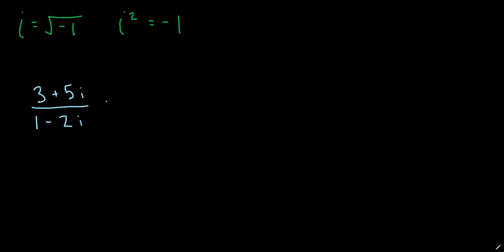Well, it turns out that when we're dividing complex numbers like this, the trick is we can multiply both the numerator and the denominator by the conjugate of the denominator. So what's a conjugate? Well, if we have an expression in the form a plus bi, the conjugate is a minus bi. So in the denominator we have 1 minus 2i. The conjugate of that would just be 1 plus 2i. So we can multiply both the numerator and the denominator by 1 plus 2i.